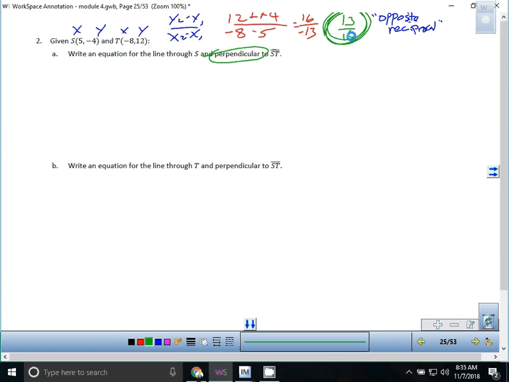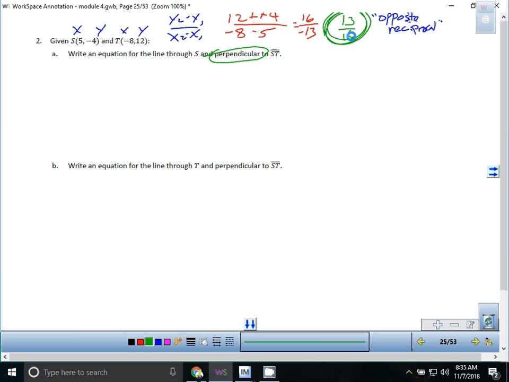Anytime you see the word perpendicular, the first thing you do is you have to immediately take the slope, flip it and change the sign. Is everybody okay with that? That's really the only thing that's new for this. Everything else is the exact same.